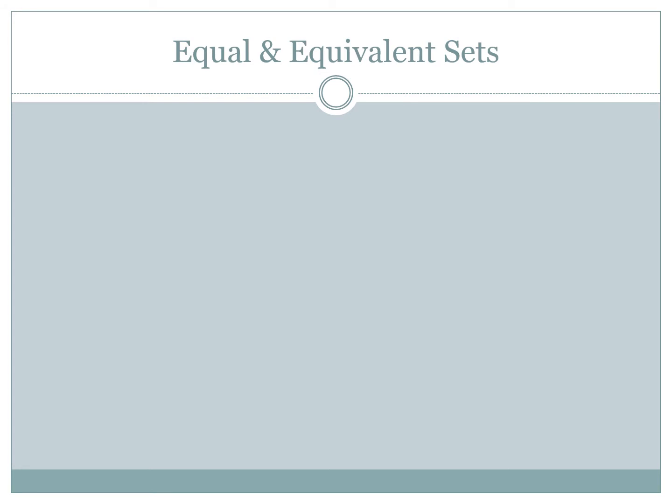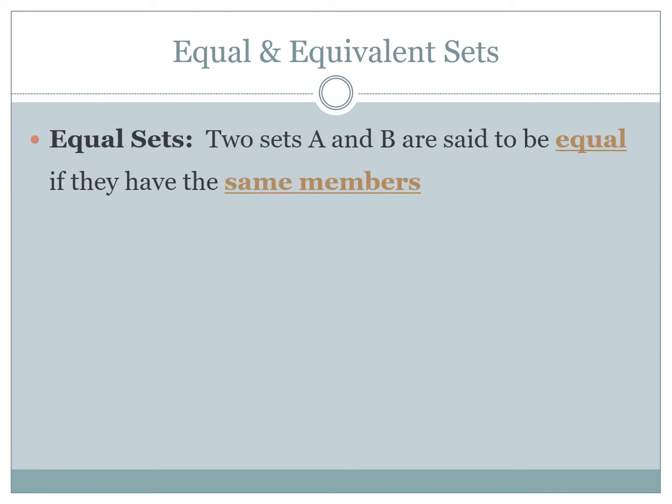Equal and equivalent sets. Two sets A and B are said to be equal if they have the same members. For example, A equal to set P, Q, R, S, B equal to set R, P, S, Q. We can see that the members of A and B are same. So they are equal sets.